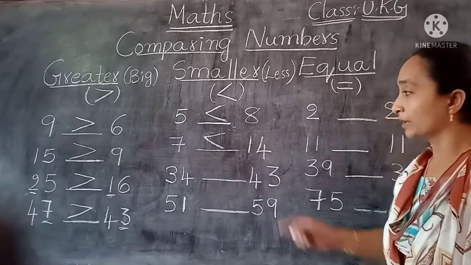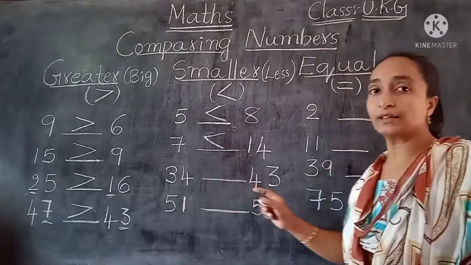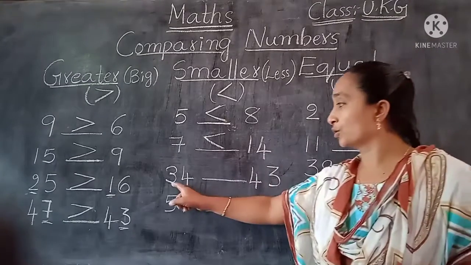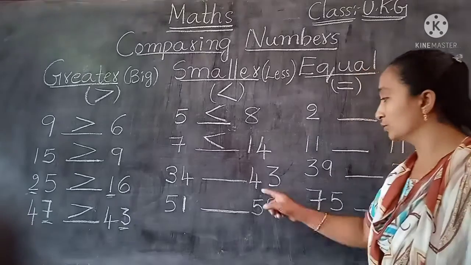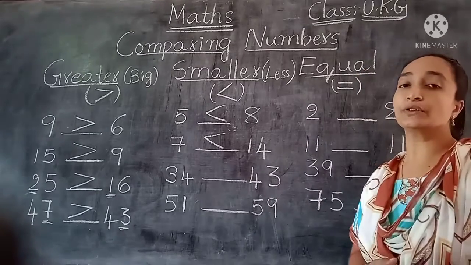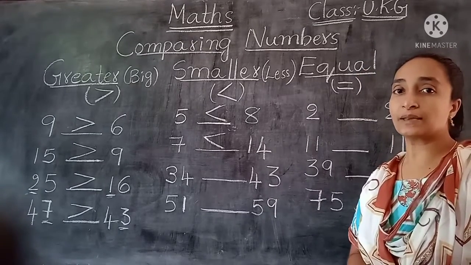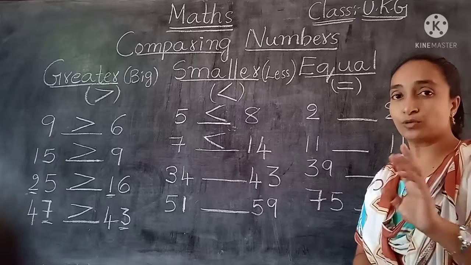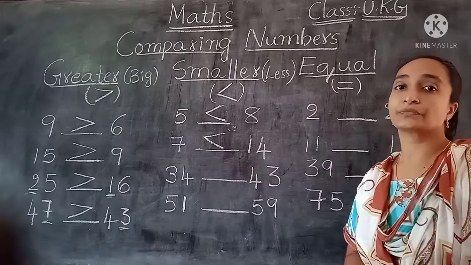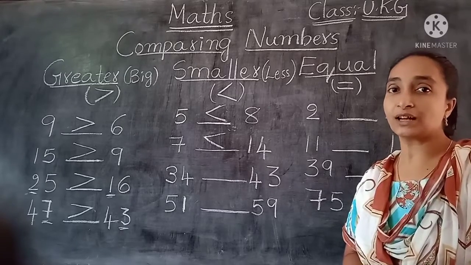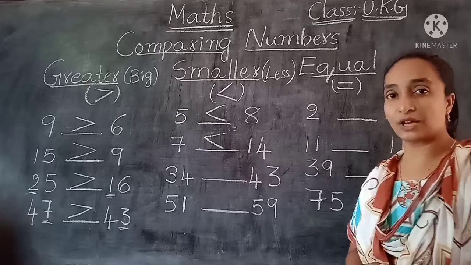Okay children? Now suppose here both are the same. So 2 digit number, 2 digit number. So how could we find out? Both are the same means? Yes. So both are 2 digits. Now first we have to check, I told you, no. So the tens place we have to check.